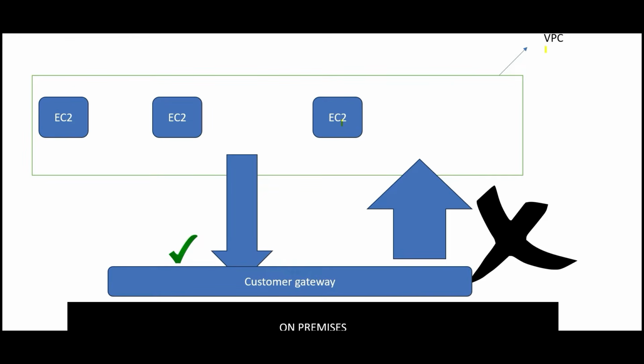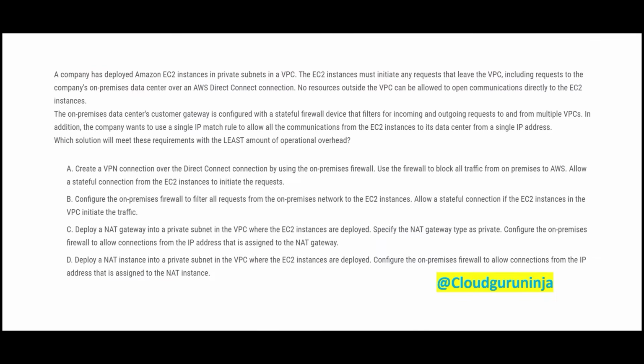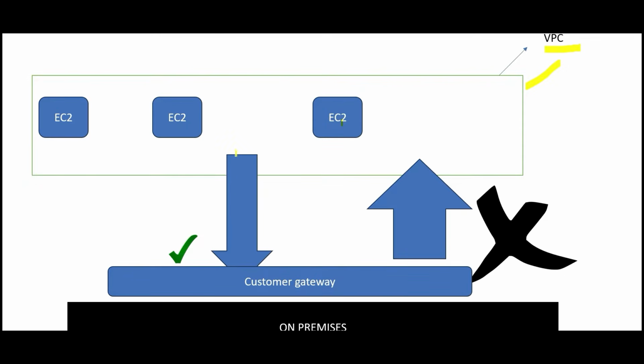See, there is a VPC. This box is a VPC. There are EC2 instances in private subnets. So only these EC2 instances can send requests. It cannot receive requests, and there is an on-premises setup, and in between there is a customer gateway. Any communication has to happen through that.